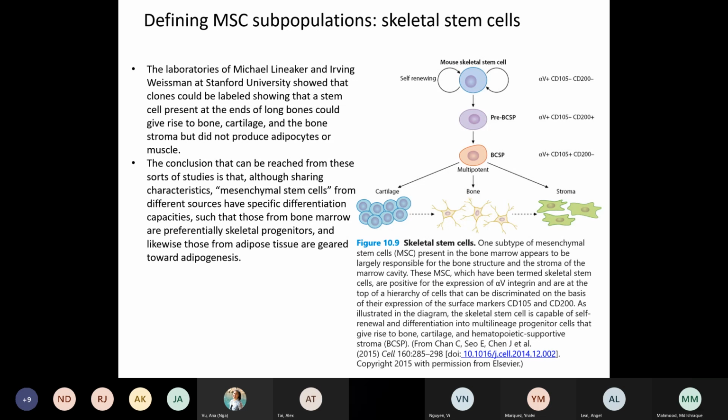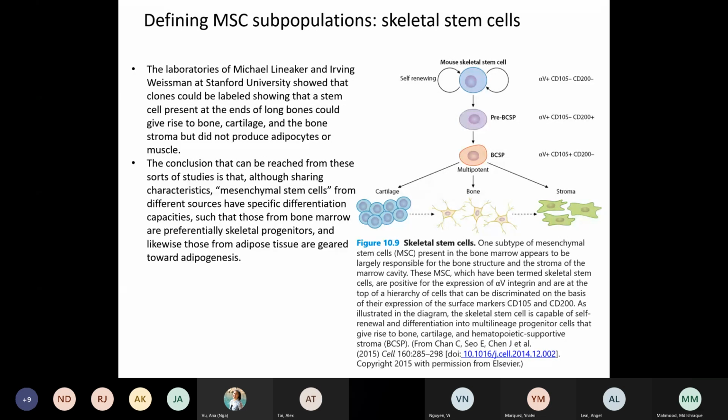Is their potency affected by the anatomic place where they were isolated? So they did work with long bone, and they isolated mesenchymal stem cells, but they further purified the cell. They didn't go with the criteria proposed by that organization. What they used is surface markers, like an integrin, the alpha V. They also used CD105 and CD200. CD105 was one of the markers proposed by that international organization.